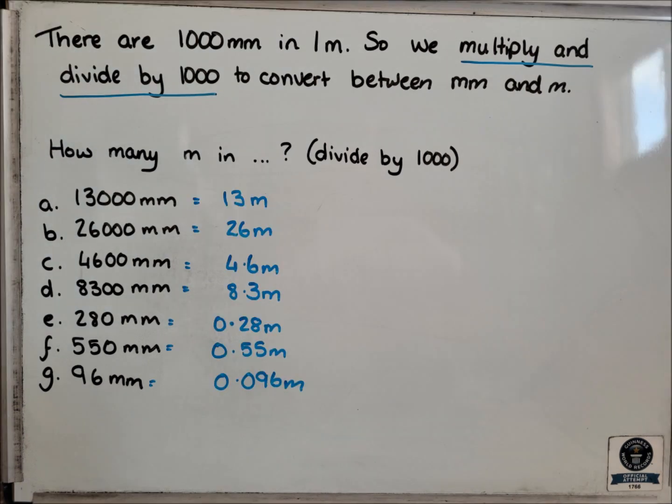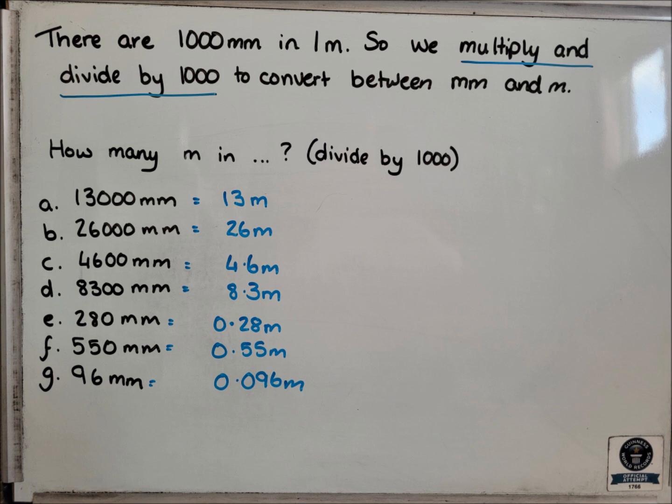Okay, so we're going to go over these answers. I do apologise about the sound, not really sure what's happening. So the answers for these, dividing by 1,000, we've got 13 metres, 26 metres, 4.6 metres, 8.3 metres, 0.28 metres, 0.55 metres, and that last one was 0.096. For those last three, those are tricky ones.